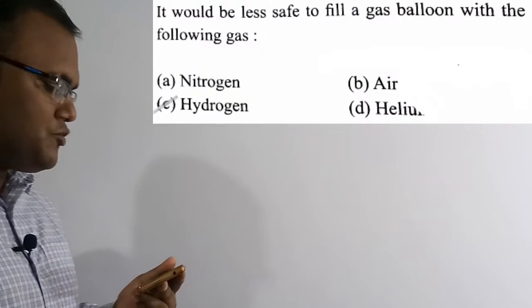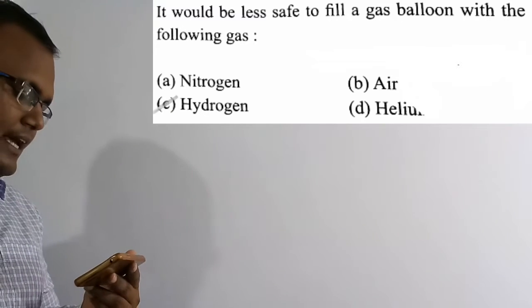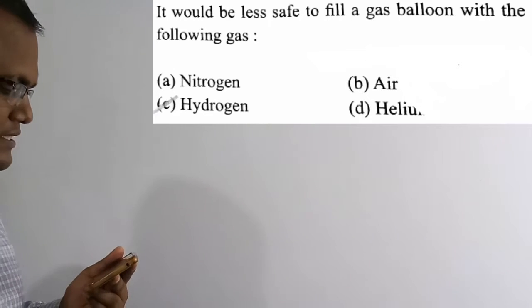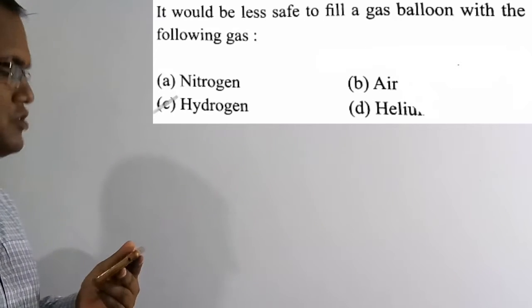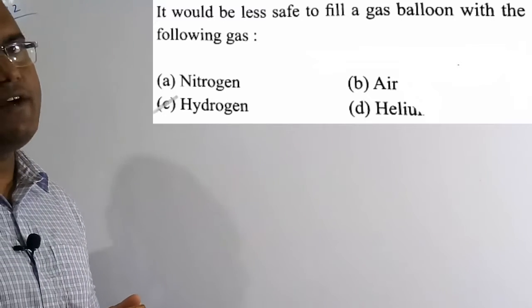It will be less safe to fill a gas balloon with the following gas. Option A nitrogen, option B air, option C hydrogen, option D helium. So what are the four options? Option C, hydrogen, means we must not fill the balloon with hydrogen gas. So let's discuss some more facts about this one.